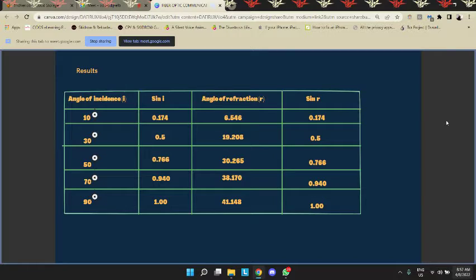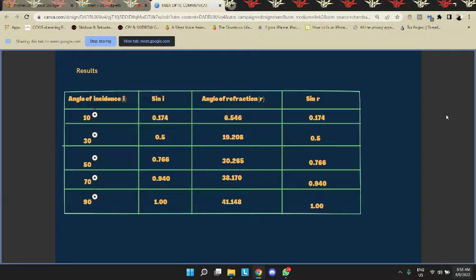This is our result for angle of incidence i. For 10 degrees, the sin i is 0.174. For angle of reflection r, 6.546, and for sin r is 0.174. For your information, sin i and sin r are equal, so the value of sin i must be equal to sin r also.